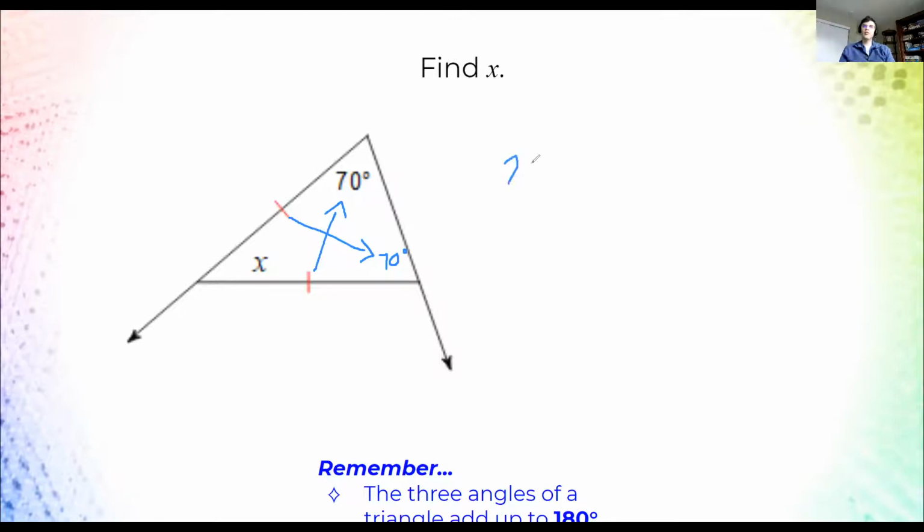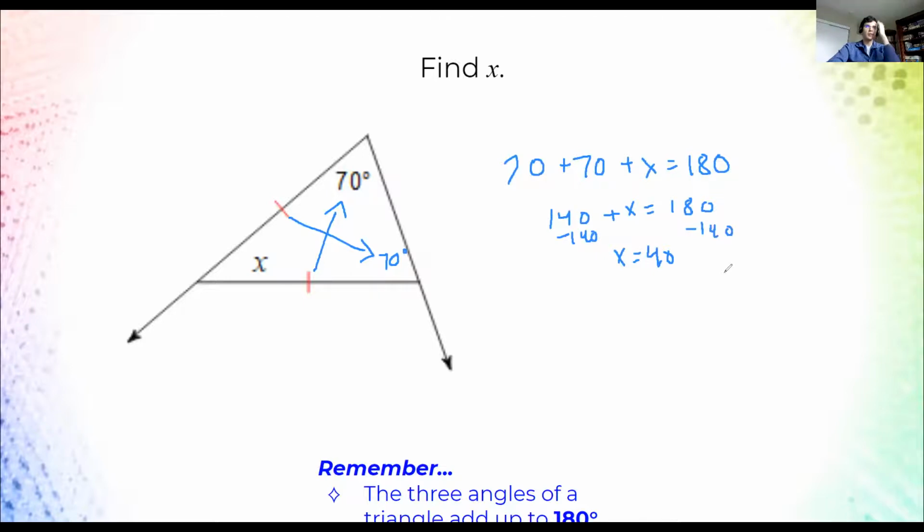So what I have going on now is 70 plus 70 plus x equals 180. And you'll see, okay, can I solve for x? Yeah, I can find x now. I know that I have 140, and then I've got x, so I just need to figure out what's left. And that's going to be x, it has to be 40 to make that equation true. I subtracted 140 from both sides.